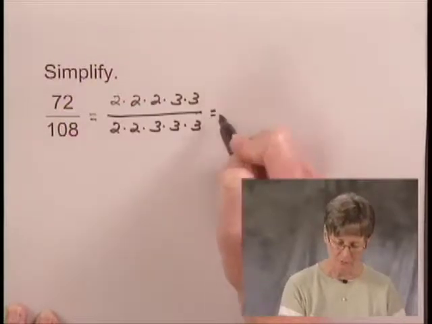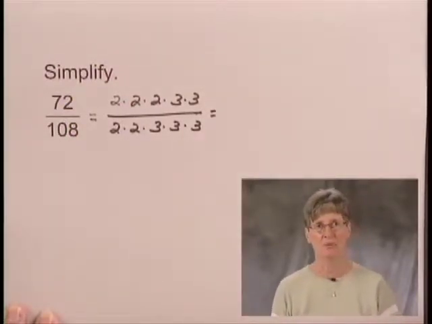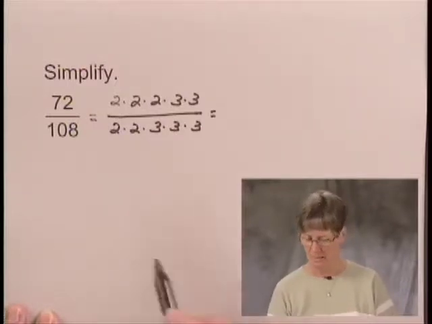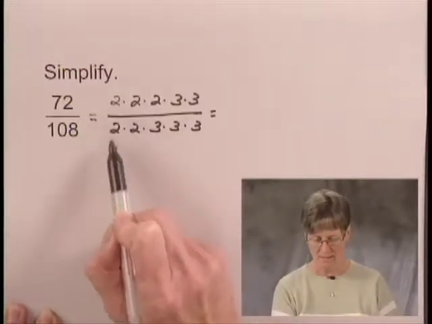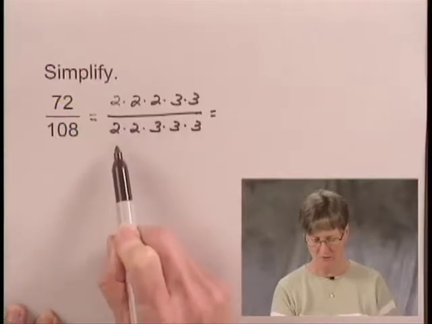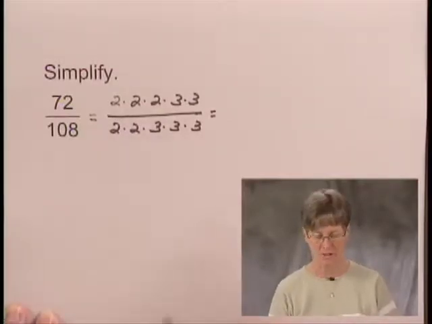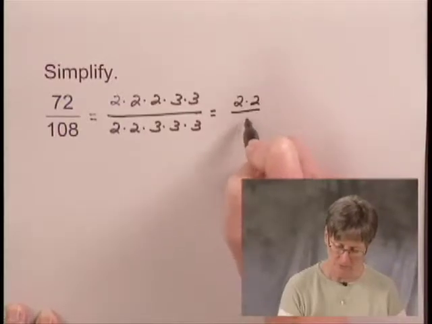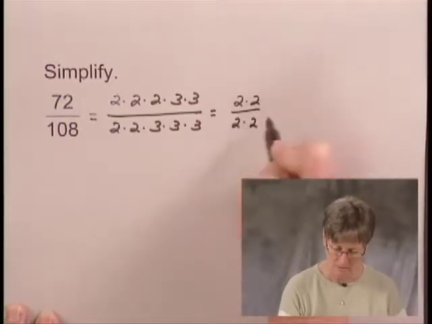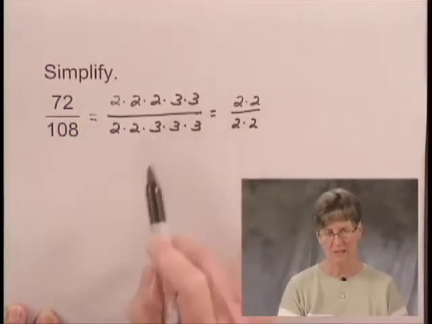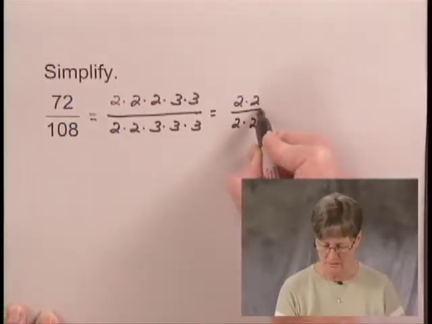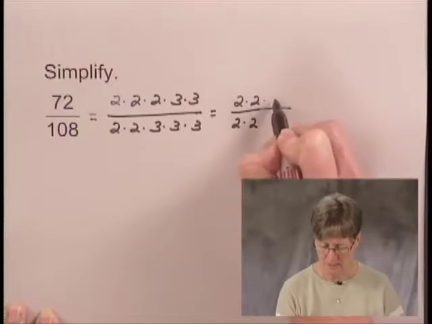Now we want to factor this fraction in such a way that we pull out the factors that are common to the numerator and the denominator. In the numerator, I see 3 factors of 2, and in the denominator there are 2 factors of 2. So there's a pair of 2's in each place. And there are 2 3's in the numerator and 3 3's in the denominator. So I also have a pair of 3's in both the numerator and the denominator.